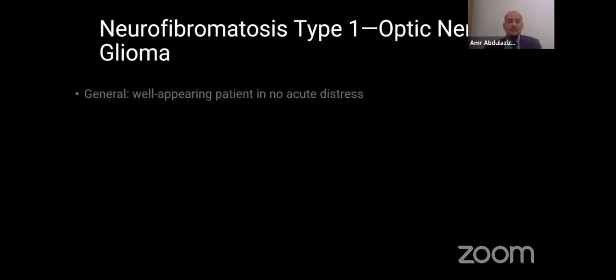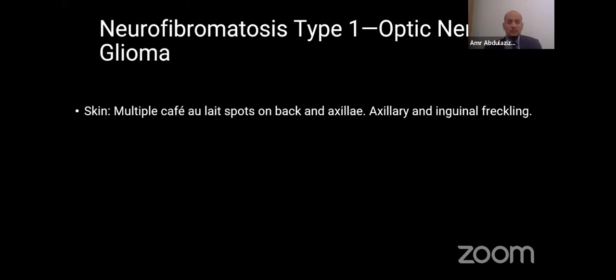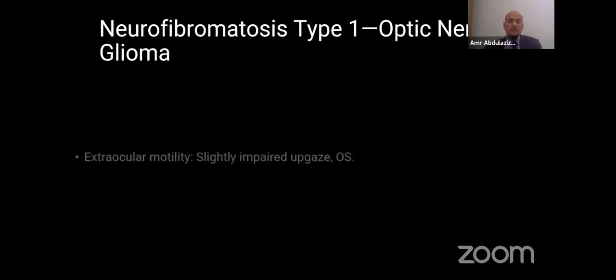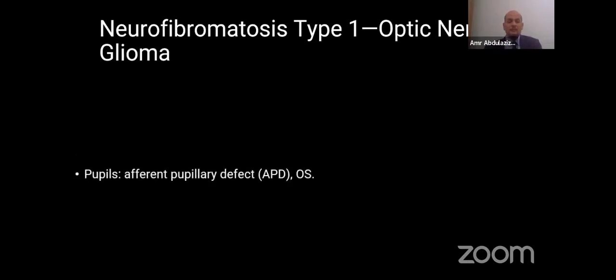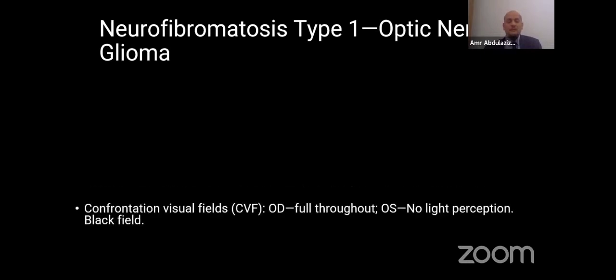Coming to the examination, generally she was well appearing, with multiple cafe au lait spots on the skin of the back and axillae. Visual acuity was 6/9 in the right eye and no light perception in the left eye. Extraocular motility showed slightly impaired up gaze in the left eye, and there was an afferent pupillary defect in the left eye. External and anterior segment examination showed Lisch nodules on the iris in both eyes. Confrontation visual field in the right eye was full. On the left, of course, because the patient has no light perception, it was only a black field.